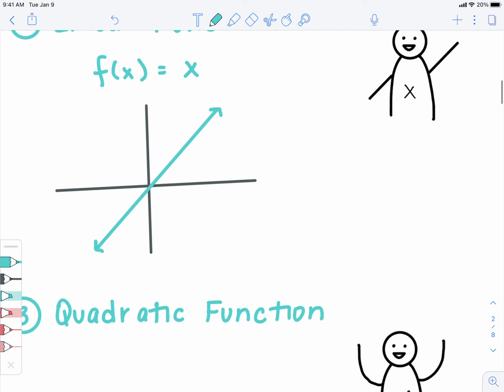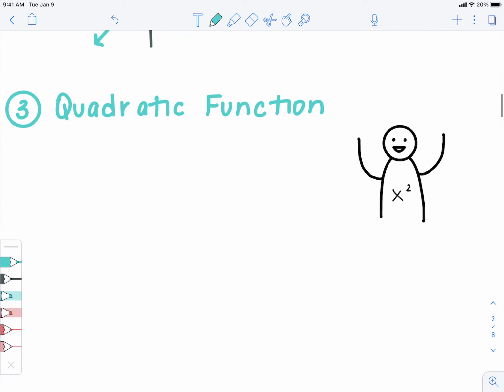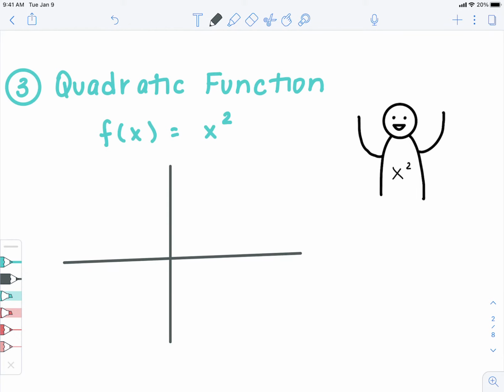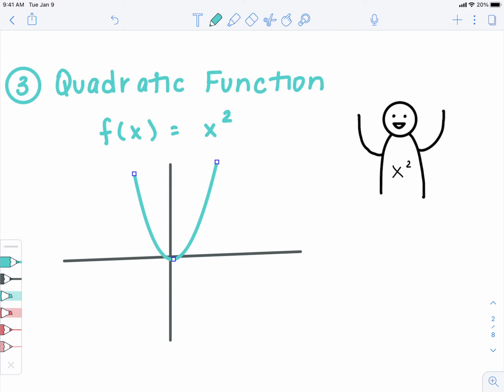We start to get a little fancier as your math career progressed. You had a quadratic function, which was f of x equals x squared. Do you remember what that graph looked like? A parabola. Yeah, it was a U. It was a parabola centered right at the origin.